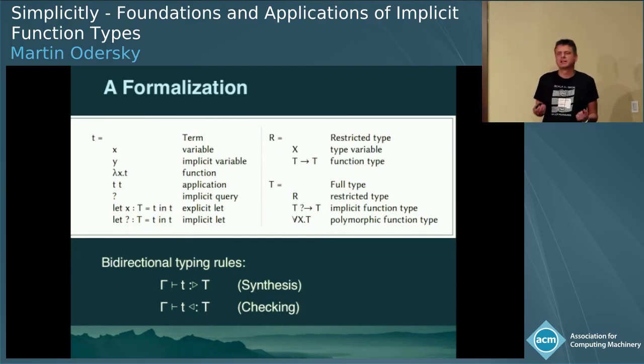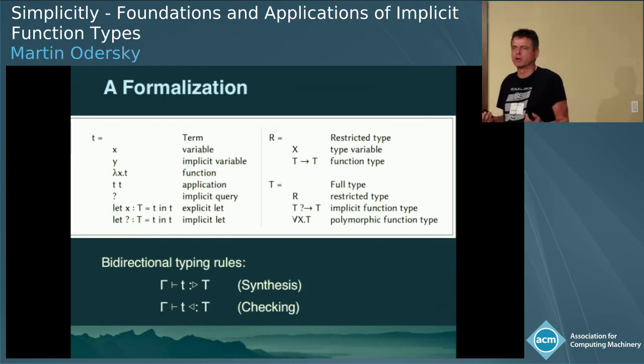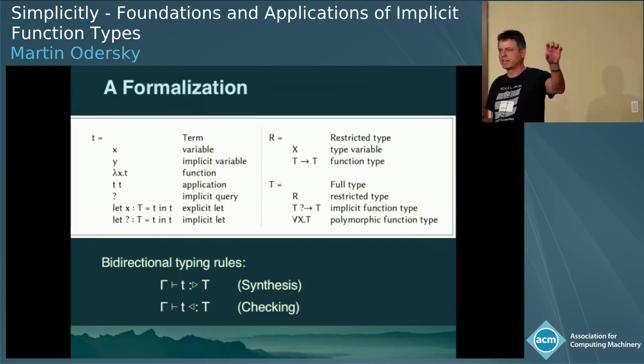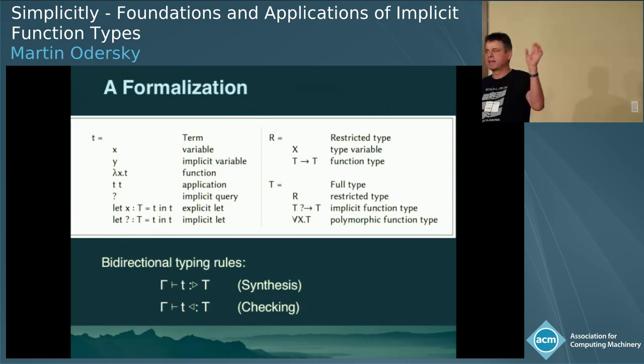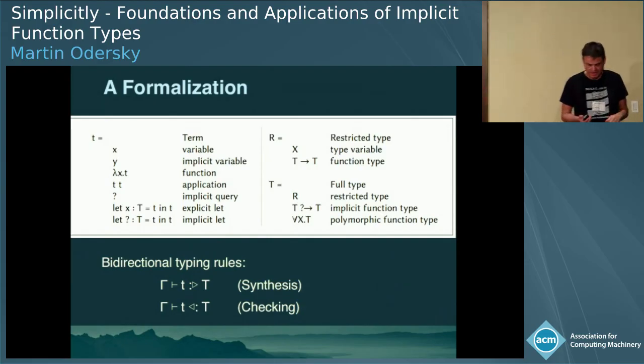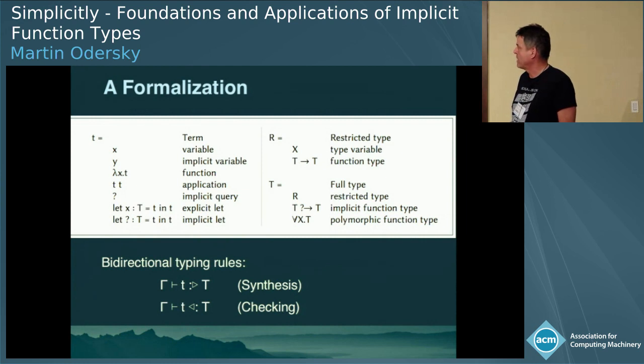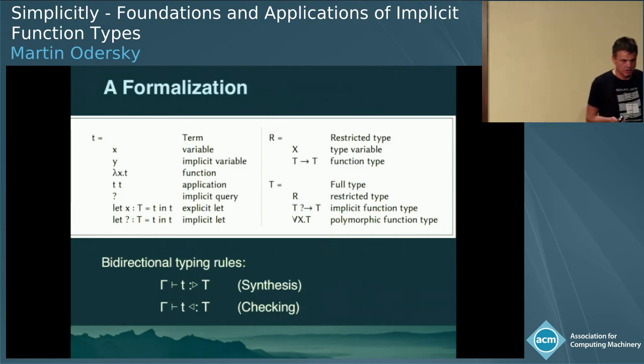So if you want to translate that to programming languages, think Haskell. For a Haskell top-level function, you would give the type, and you would give the term, and the lambdas themselves wouldn't carry any parameters. That's, I think, the closest approximation. So what are the types? Types are type variables and function types, and those two form the so-called restricted types. I'll explain in a second why that is important. And then our full types are the restricted types plus implicit function types, which I write with a question mark arrow T, plus polymorphic function types because we want to model System F.